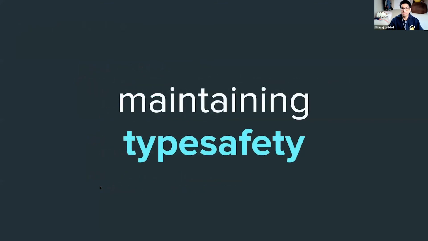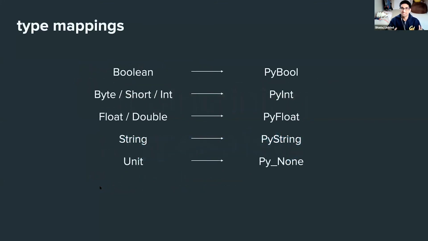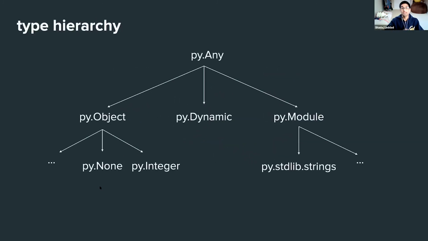Lastly, let's talk about maintaining type safety. Type safety is a core part of Scala. We really care about type safety, and it's one of the great things that the language provides us. Initially, ScalaPy provides some core type mappings between Scala types and Python types. But in addition to this, it also provides a complete type hierarchy that mirrors the types that exist on the Python side. So you have things like objects and modules, types for individual modules, things like here's a None object in Python, here's an integer object. And we have this entire type hierarchy available to you in your Scala code for interacting with Python safely.